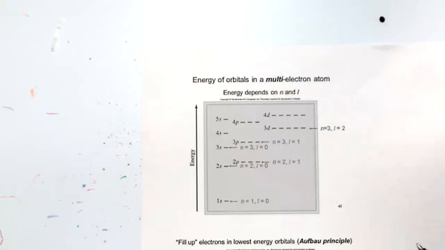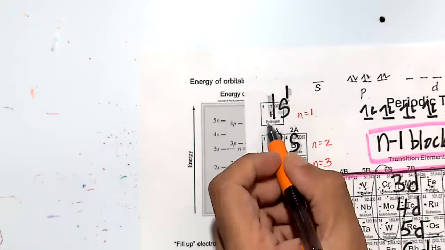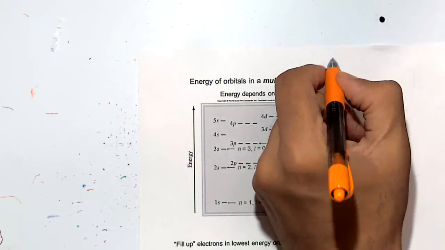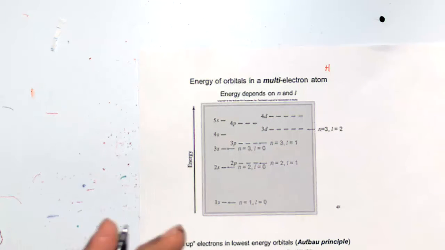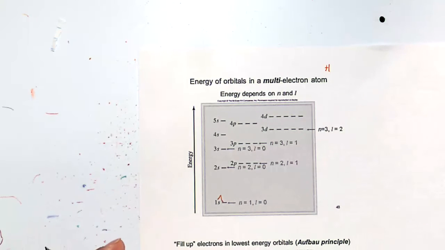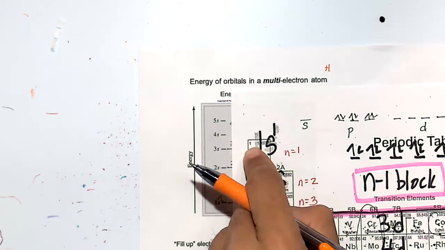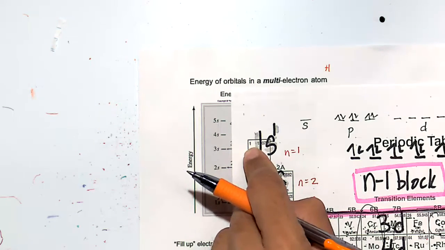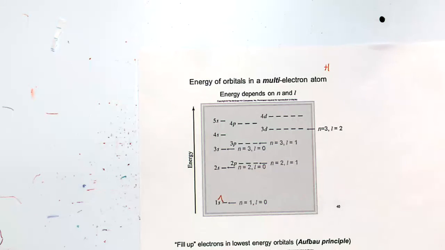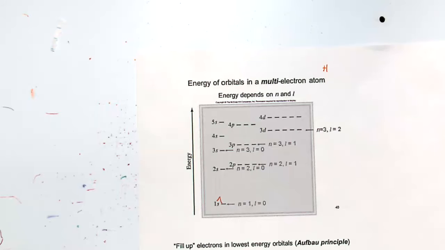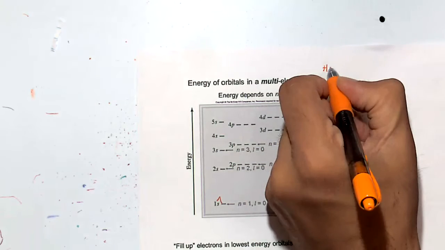So let's do this thing here. The first element in the periodic table is hydrogen. So hydrogen is 1s1. How many electrons are in hydrogen? 1, right? You agree? So the electron configuration of hydrogen is 1s1.